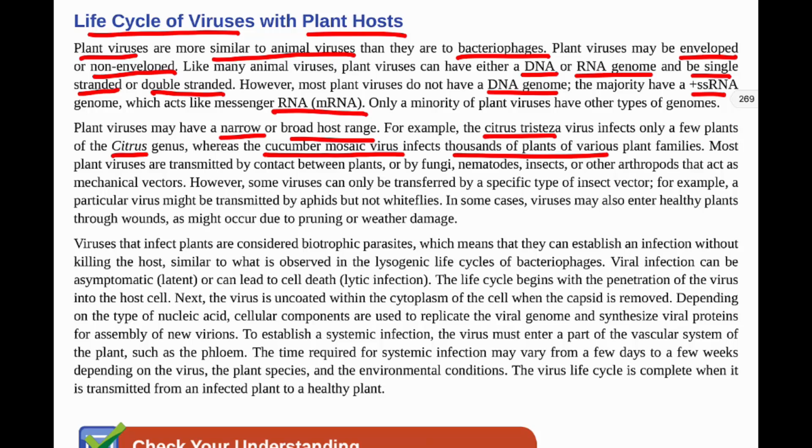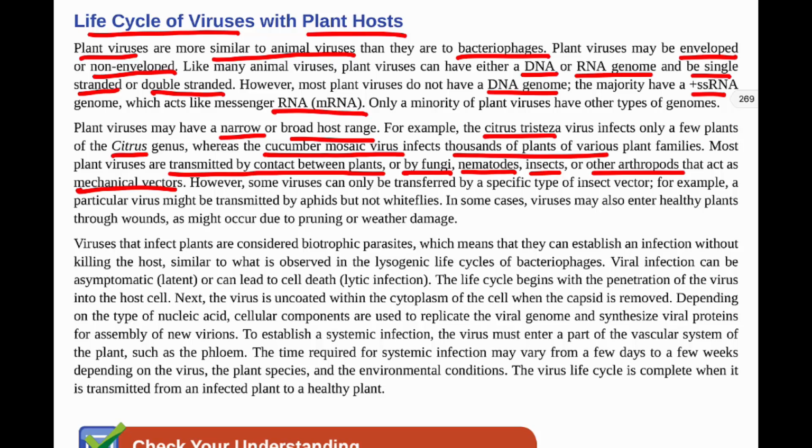Most plant viruses are transmitted by contact between plants, so they're next to each other. Plants often are next to each other. They drop their seeds, and then a new plant grows right next to it, and so they can actually bump into each other when they're blowing in the wind and then transmit the virus to the plant next to it. Also, it can be transmitted by fungi, nematodes, insects, or other arthropods that act as mechanical vectors. So not only can they be transmitted from plant to plant just by knocking into each other, but then we have these other vectors that are mechanical vectors. Remember, a mechanical vector means that it's just stuck on that thing, and then it gets to the thing that will be infected, and then it infects it.